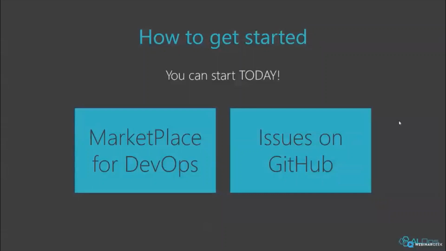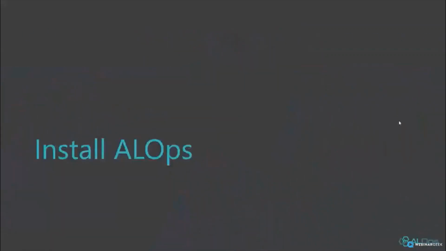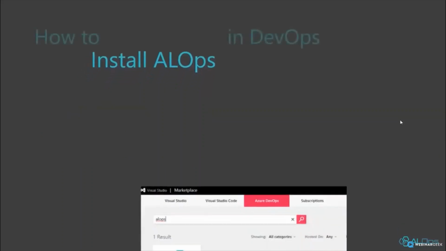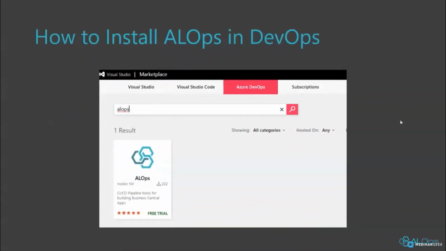I will show you how to get started, and then it's time for me to dive into a little practical part. And that's basically how to get going with ALOps. And you'll see it's going to be quite easy. The first thing is to make all the steps that we built available in your DevOps account. And for that, we built a DevOps extension so that you can just download from the marketplace.